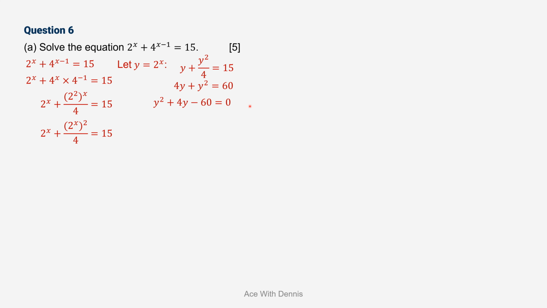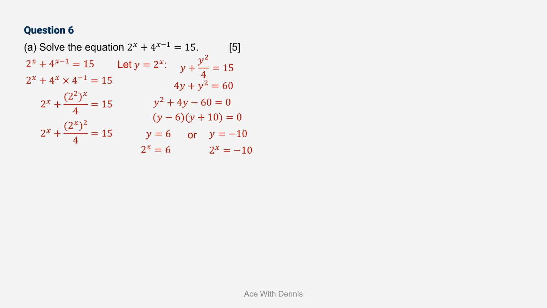Now we rearrange this equation. We have y squared plus 4y minus 60 equals 0. Okay, now this is in the quadratic equation form. We can start to solve this equation. We factorize it, we have y minus 6 times y plus 10 equals 0, which means y equals 6 or y equals negative 10. So we substitute back the y to be 2 to the power x, that equals 6, or 2 to the power x equals negative 10.